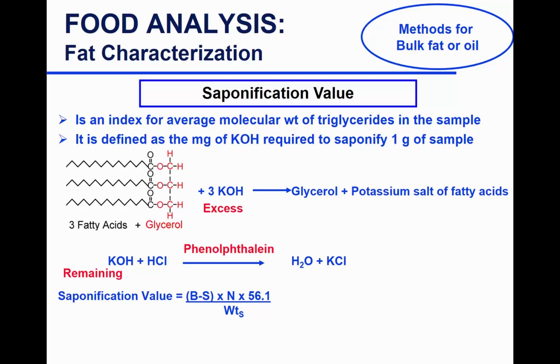Again, here it's blank minus sample, and it's the same thing, because you're going to run a blank. You won't have triglyceride in your blank, so all of your excess KOH, everything, you need to titrate. So your blank will be a higher volume than your sample, obviously.